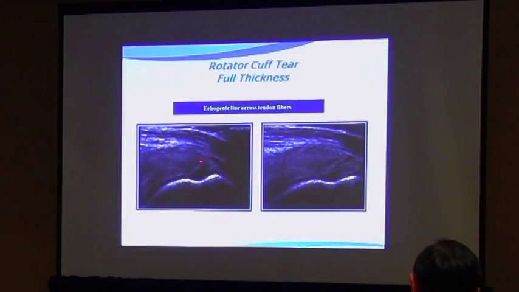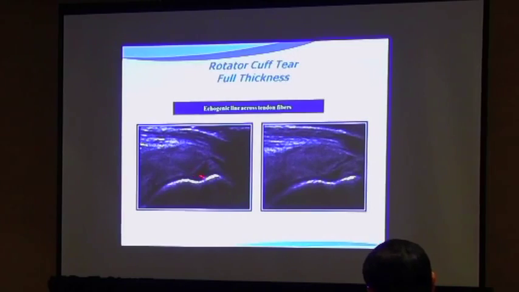So a linear line across tendon fibers may represent a tear. If it's a linear line going in the course of tendon fibers, it may just represent calcium going through those tendon fibers, in between the tendon fibers.